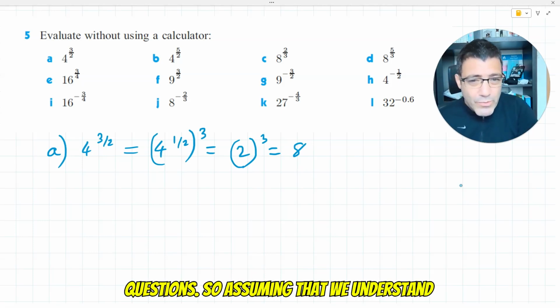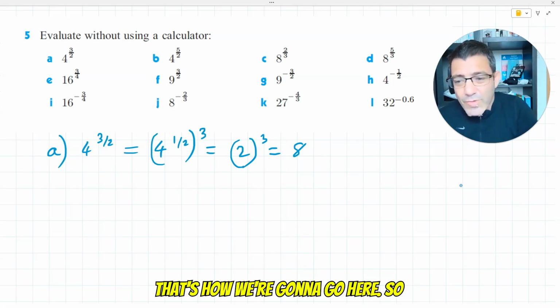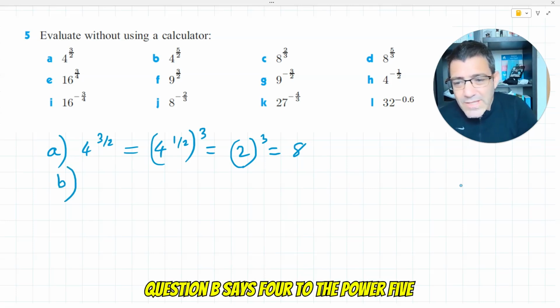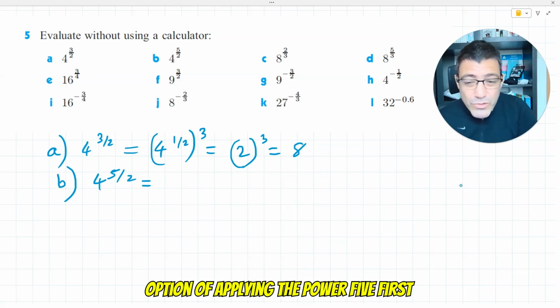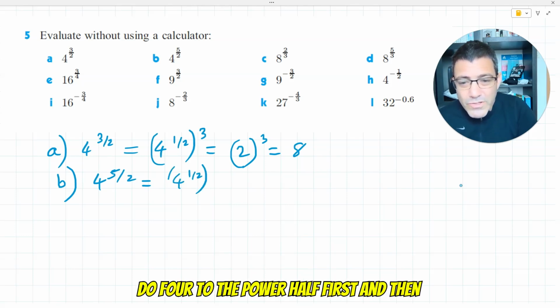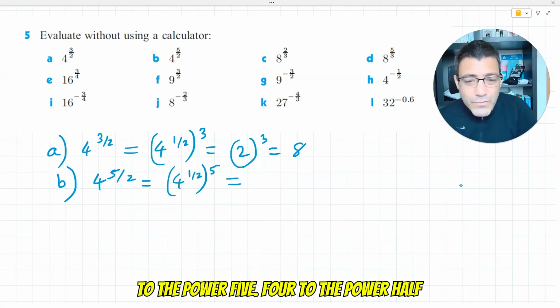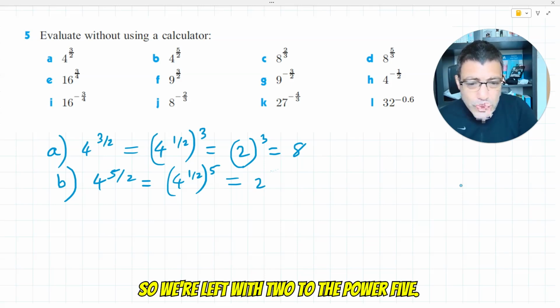So assuming that we understand that we can separate the fraction first, that's how we're going to go here. Question B says 4 to the power 5 over 2. And then again, here you have the option of applying the power 5 first or square rooting first. So we're going to do 4 to the power half first and then to the power 5. 4 to the power half is the square root of 4, which is 2. So we're left with 2 to the power 5.